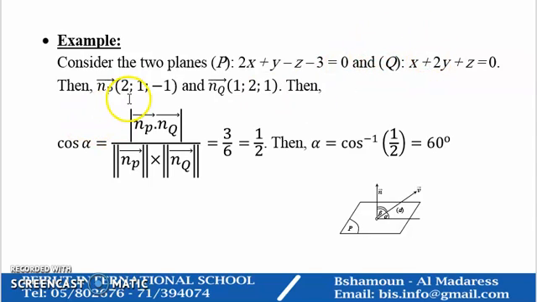Another example here. Also, if we have two planes P and Q with normals N, we use this formula again, but here I'm not going to use the cross product, I'm going to use the scalar product. We obtain one half, and cosine inverse of one half equals 60 degrees. In fact, I'm interested in determining cosine of alpha.